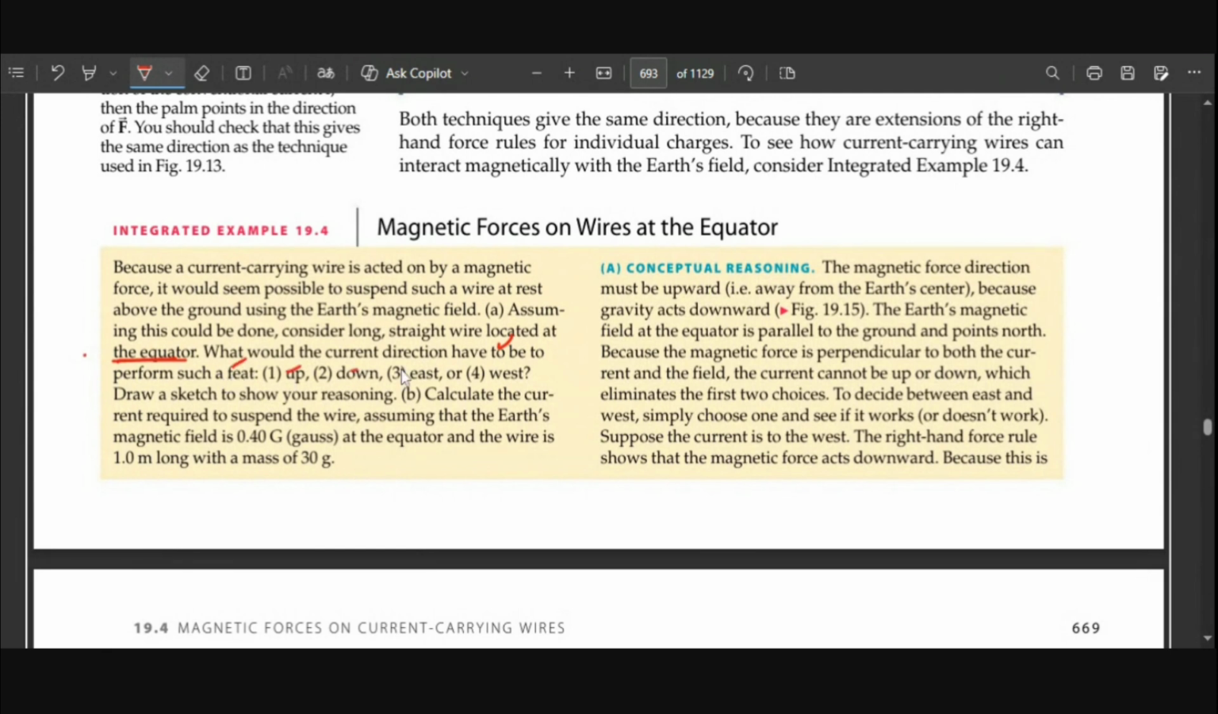Up, down, east, west. If this is the surface, are we supposed to put the wire in this way, this way, or this way? In which direction should we do that? So how can we answer this? That is an interesting part, and let us try to understand it.